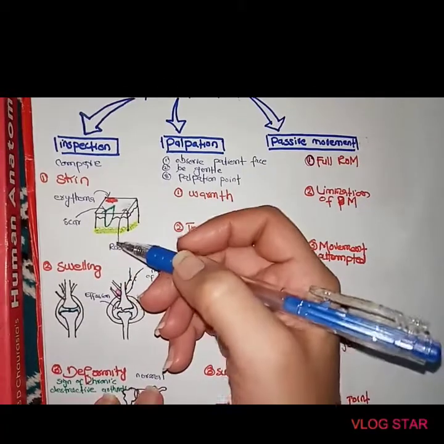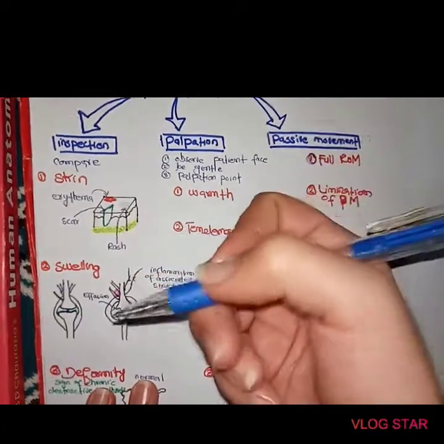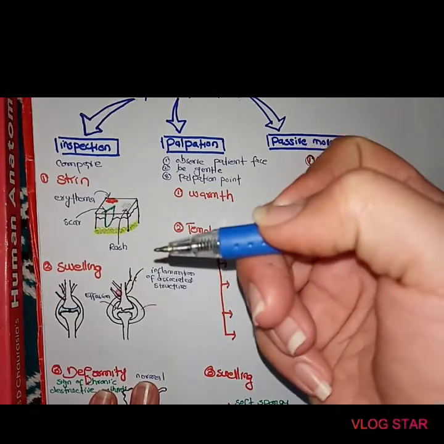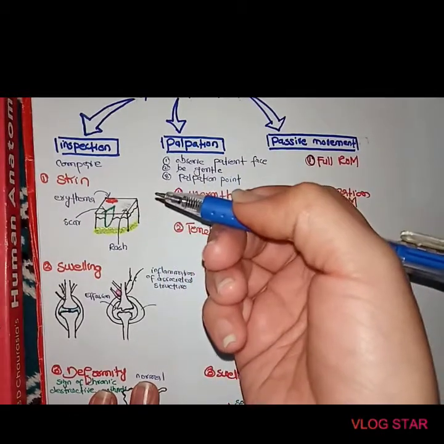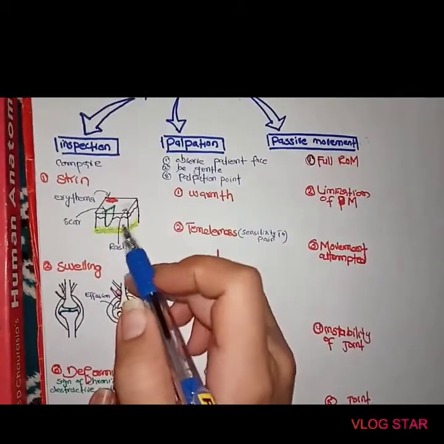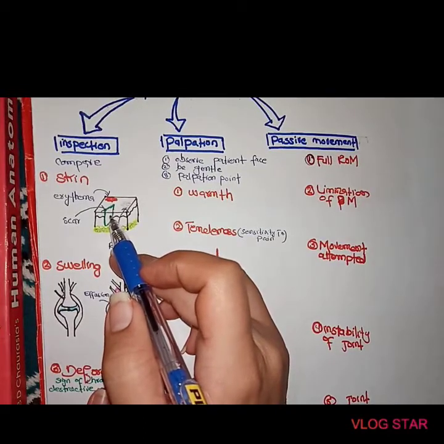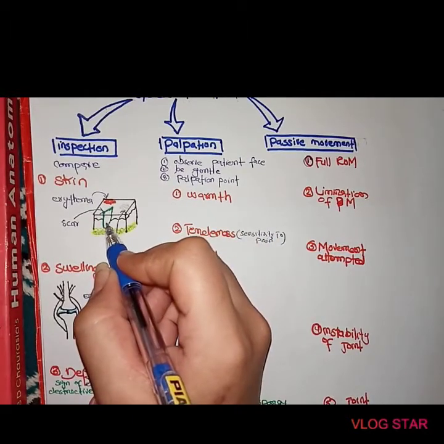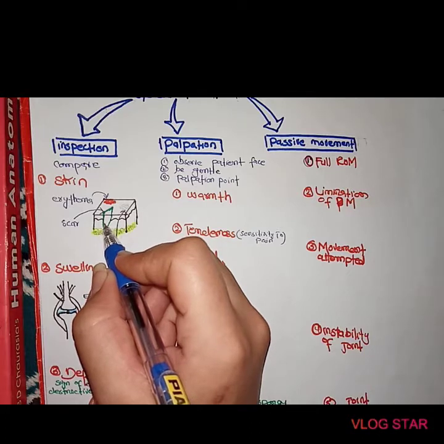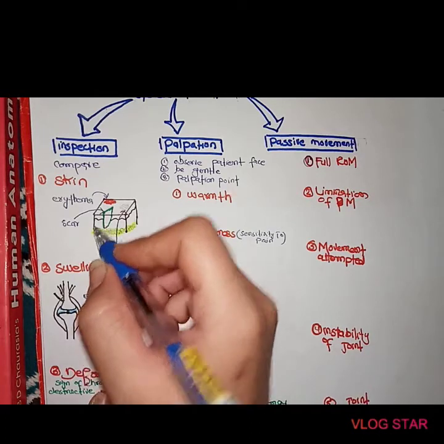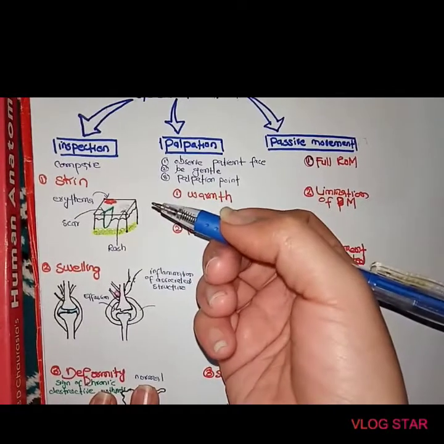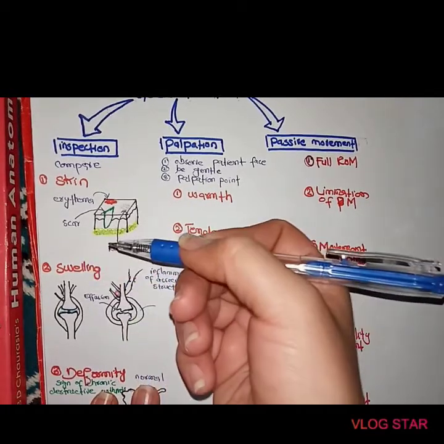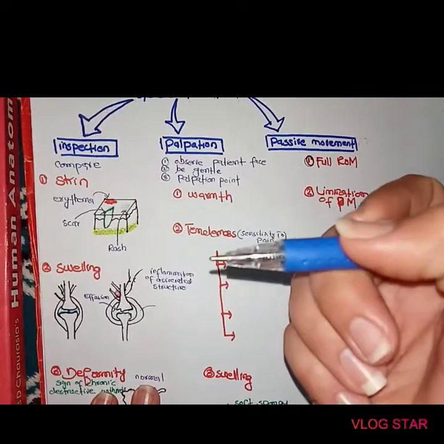When the vascular response occurs, the fluid in the vessels moves out and starts to accumulate in the surrounding tissues, and the RBCs also move out, so the erythema is red in color. The next thing you have to observe is the scar. If there is any kind of scar, it may be from a previous injury or trauma, or maybe from surgery. This scar may limit the joint movement.